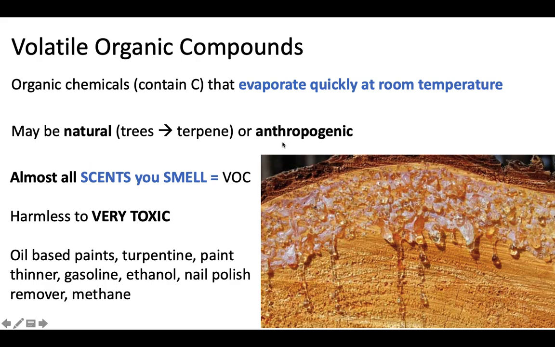And there are a variety of household chemicals and products that produce VOCs. Pretty much anything you smell is going to be a volatile organic compound. It's just a type of molecule, broadly speaking. And they range from harmless to totally toxic, like formaldehyde. Examples include paints, turpentine. Turpentine comes from the word terpene. Paint thinner, gasoline, methane is a VOC, ethanol, nail polish remover. All those things will evaporate very quickly, and they have a very strong smell. So in case you forgot what VOCs are, there you go.